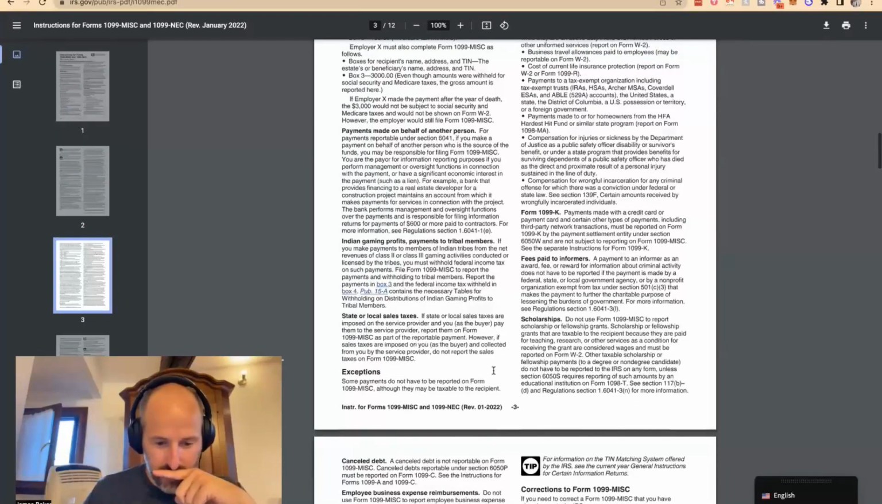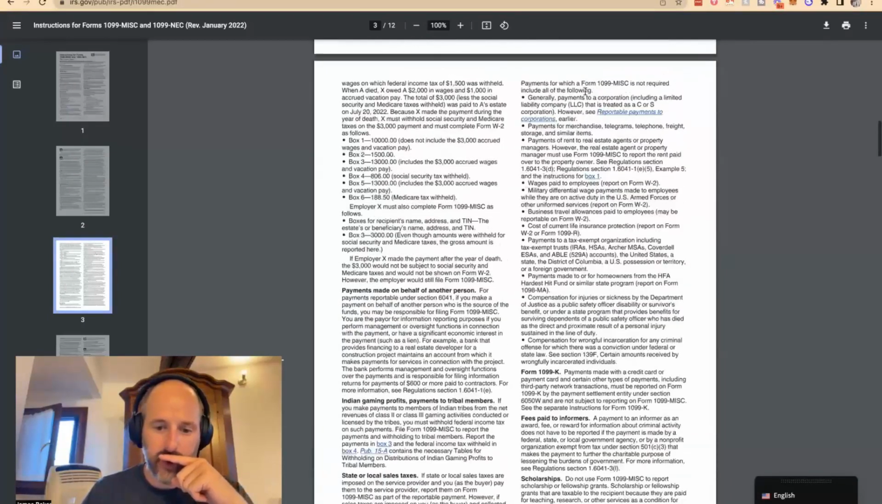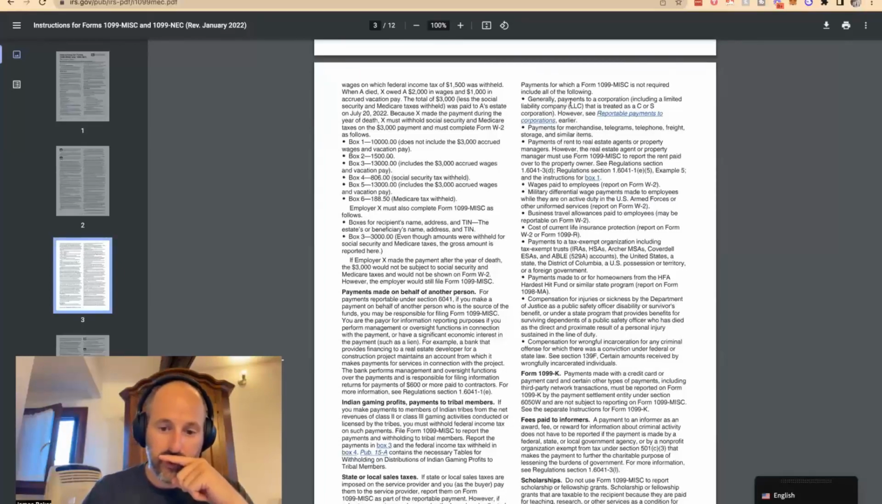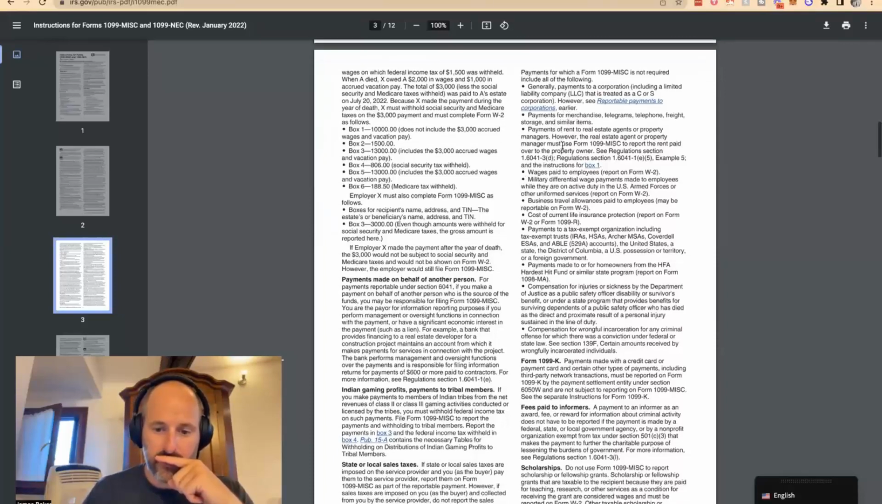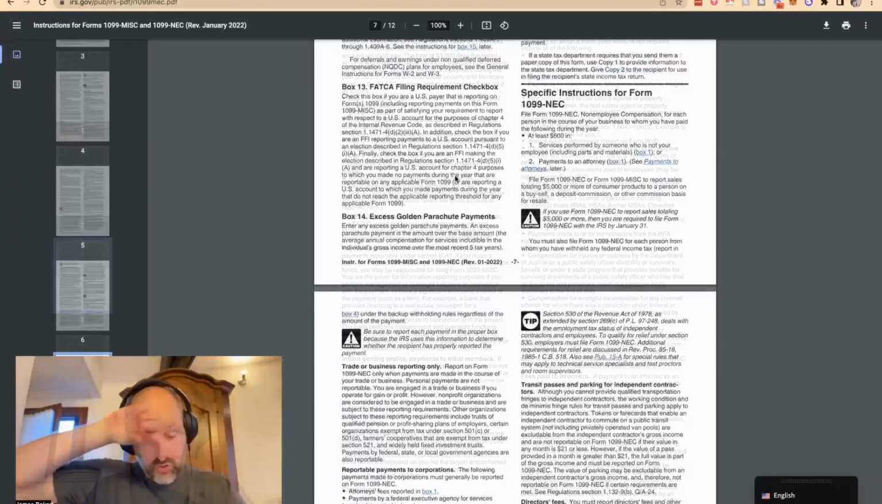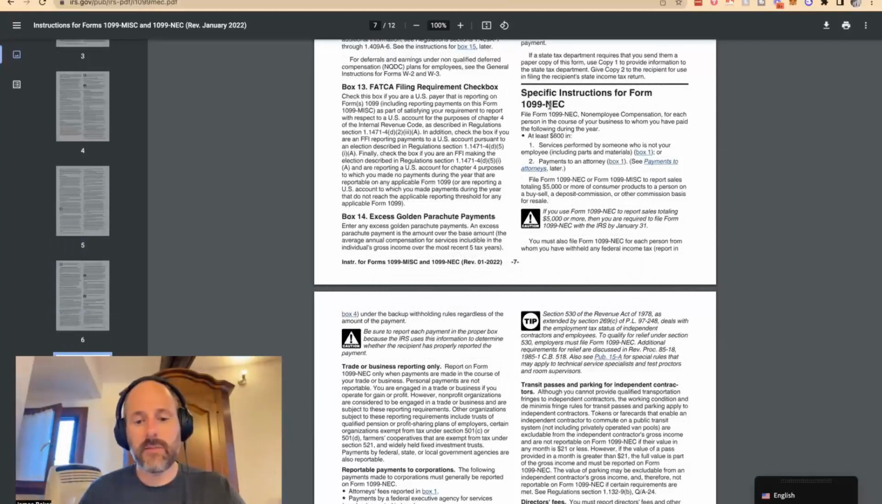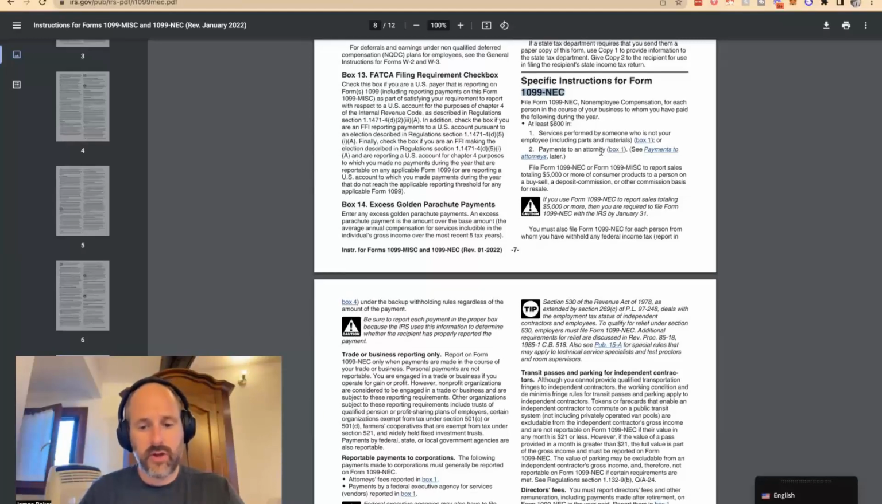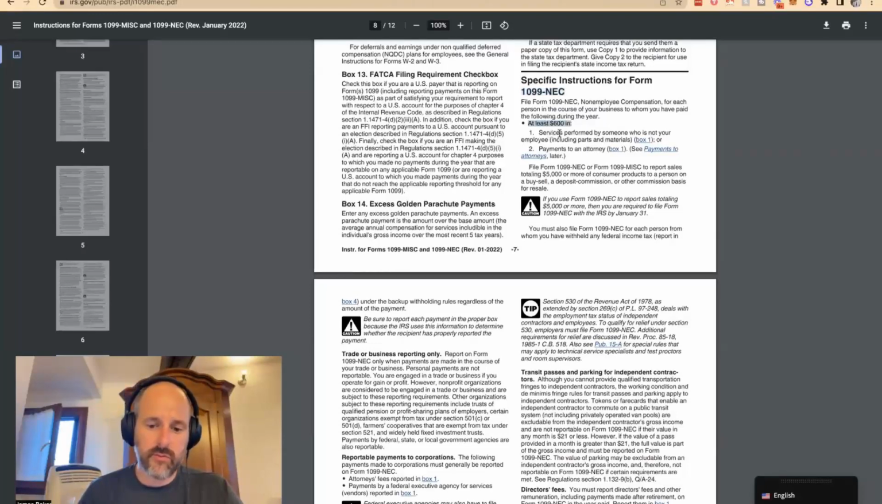Exceptions. Some payments do not have to be reported, although they may be taxable to the recipient. Payments are not required in the following: payments to a corporation, including an LLC that's treated as a corporation, payments for merchandise, payments of rent to real estate managers, wages paid to employees. So this is a separate form, but it's very similar. That MISC or NEC. The MISC is for random payments to companies. The NEC is the new form for non-employee compensation. So this is kind of refreshing what it is. You report this when you pay $600 for services performed for someone who's not your employee, and payments to an attorney. I'm not your attorney. I don't want one of these.